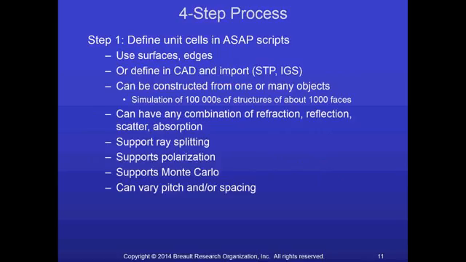So of course, we must talk about the ASAP 4-step process. So how do we go about setting this up within ASAP? You can use surfaces or edges. The only requirement is the basic rectangular edge must define the boundaries of the unit cell. Or you can, and typically you will, define your structures within CAD and import a STEP or an IGES file. You can construct them from any number of objects.